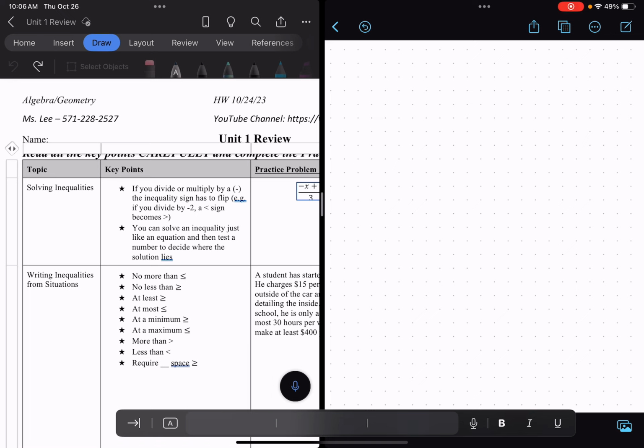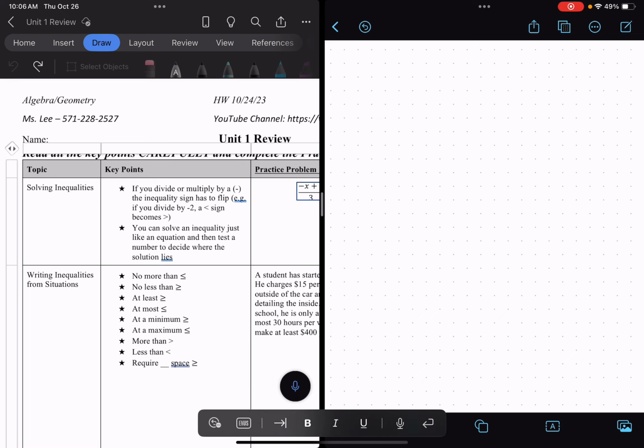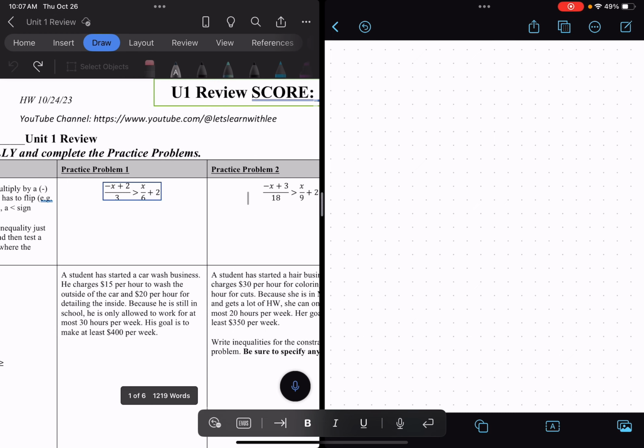So one, look at the topics, make sure to read over the topics, and then also check out the key points here and make sure to read those, because those will definitely be helpful in assisting you with your unit test. Okay. The next thing that I'm going to do is go over each of the practice problems.